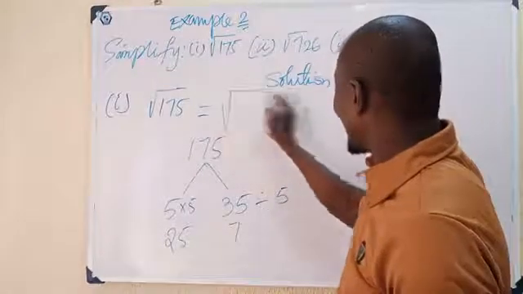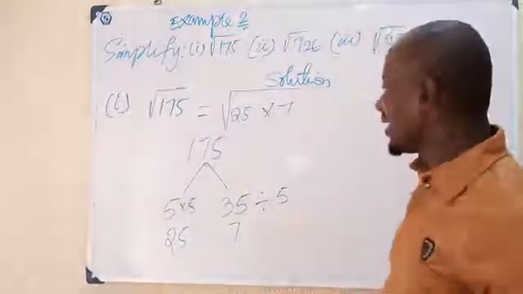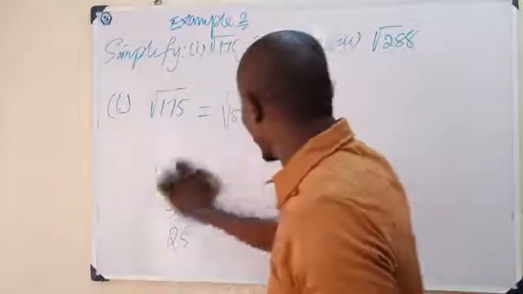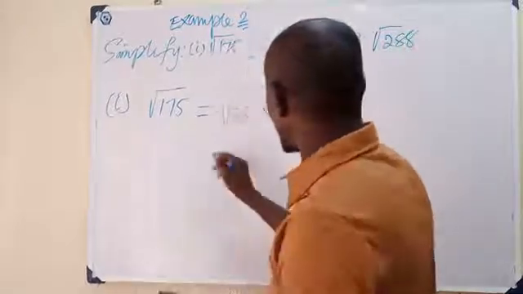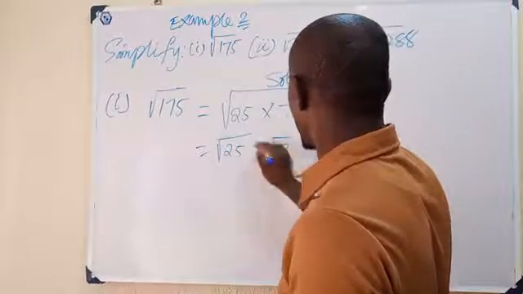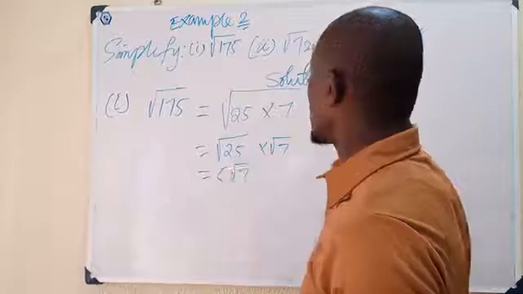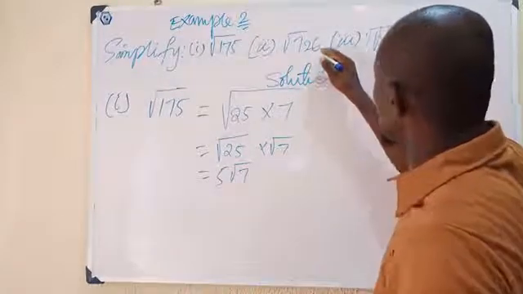So we break it down now into 25 times 7. If we simplify it now, we are going to get root 25 times root 7. Okay? So this is what? 5 root 7. So let's look at this one.